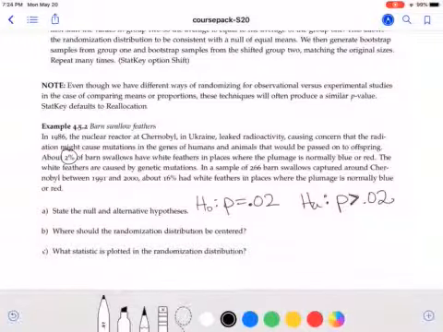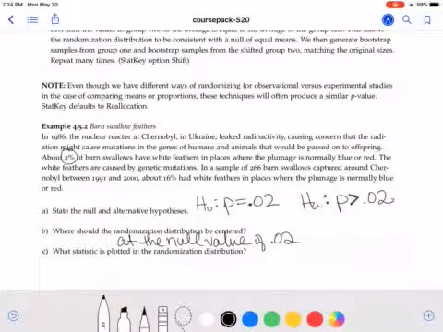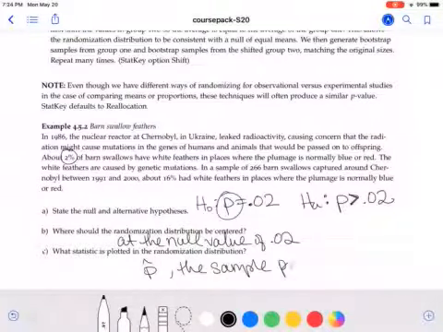We always look at our randomization distributions as if the null was true. So the randomization distribution would be centered at the null value of 0.02. The statistic that's going to be plotted is a sample value that mimics what we're testing for. We're testing for a population proportion, so the value that will be plotted is p hat, the sample proportion. When we do the randomization, it's going to show us which p hats are likely if p is really equal to 0.02.